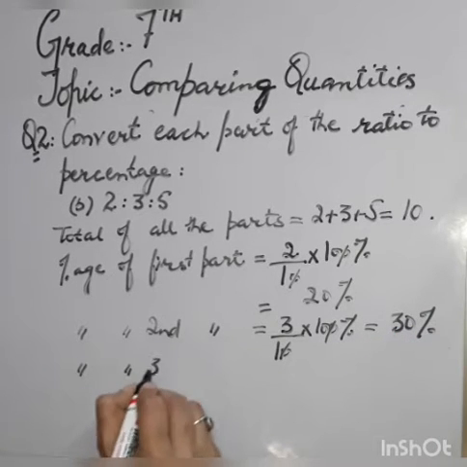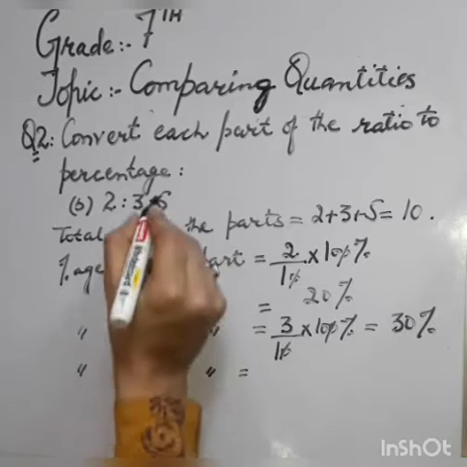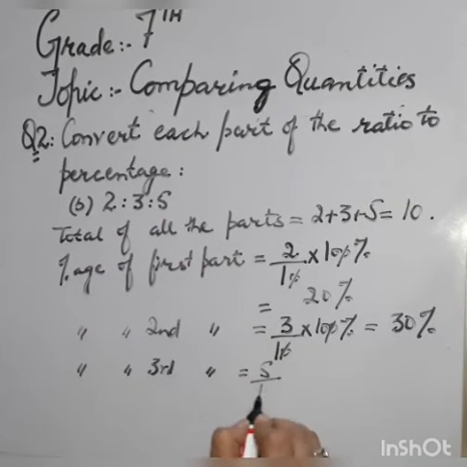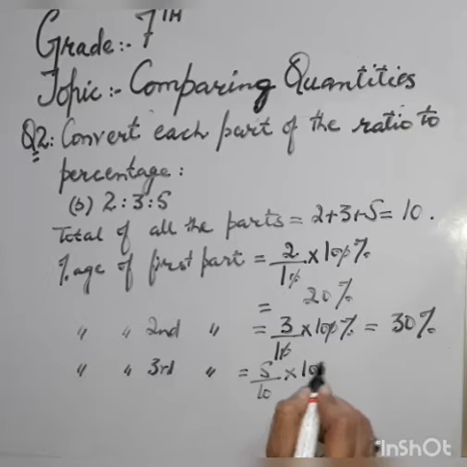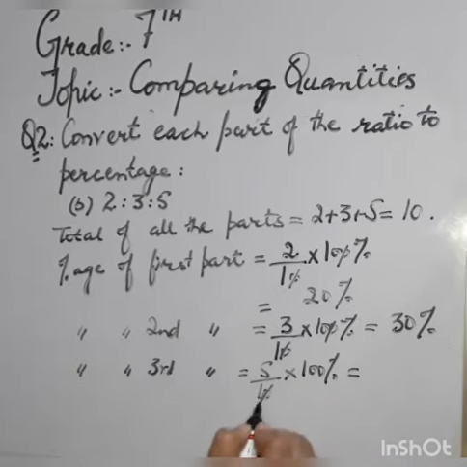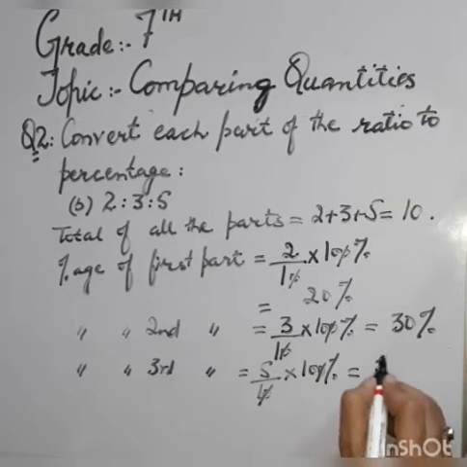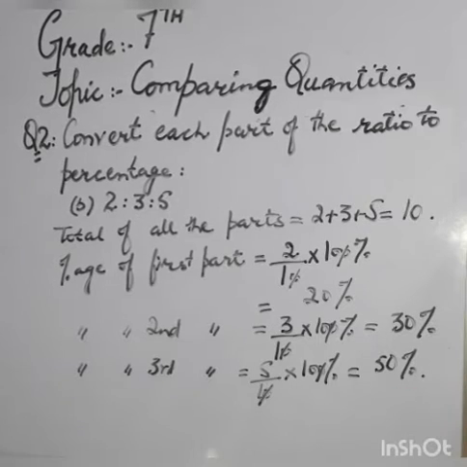Similarly, percentage of third part is equal to, what is third part? 5 out of 10. Multiply it with 100%. Now 0 and 0 will cancel out and 5 into 10 is 50%. Clear? You will solve the other three parts just like this.